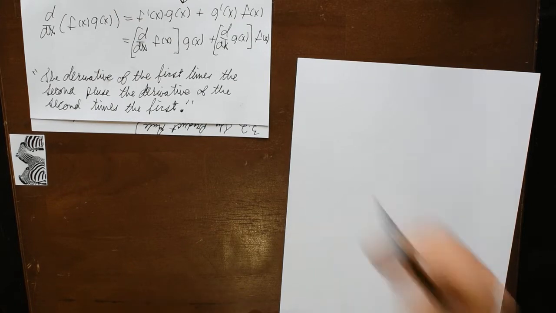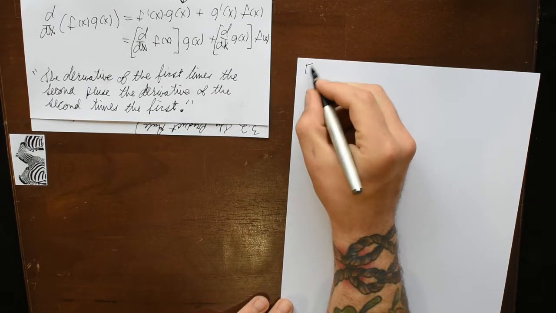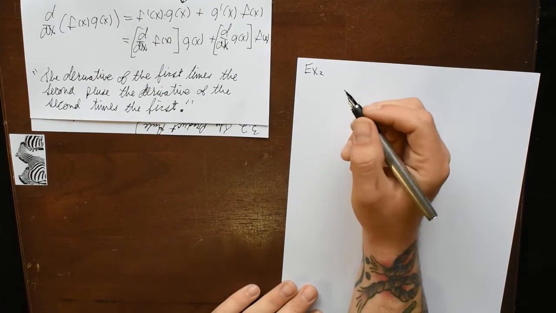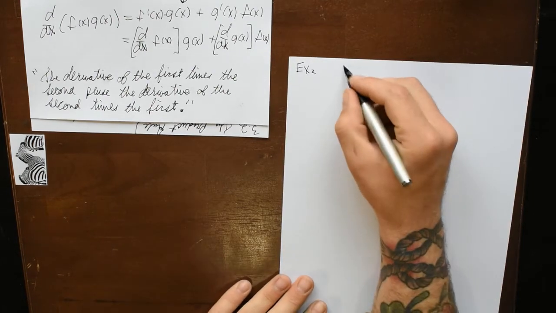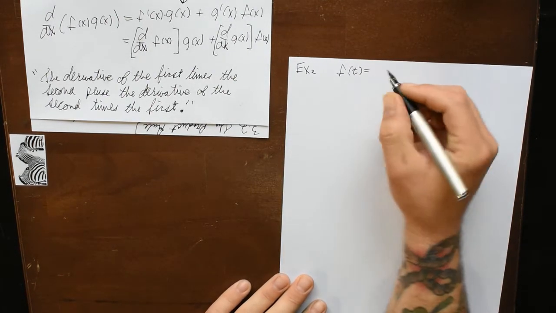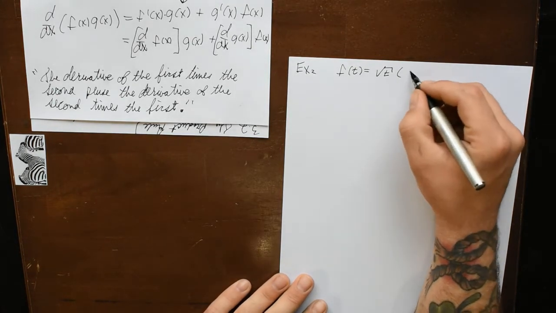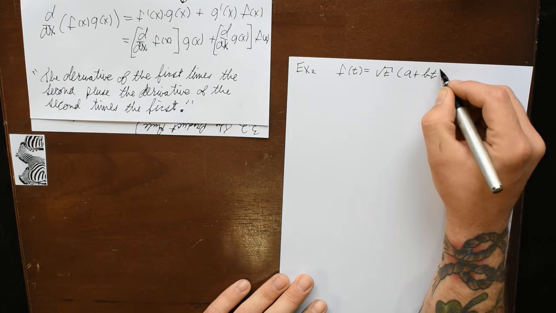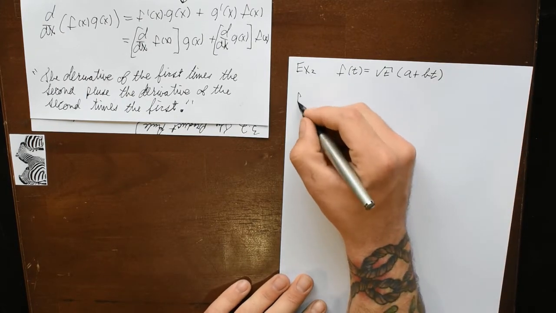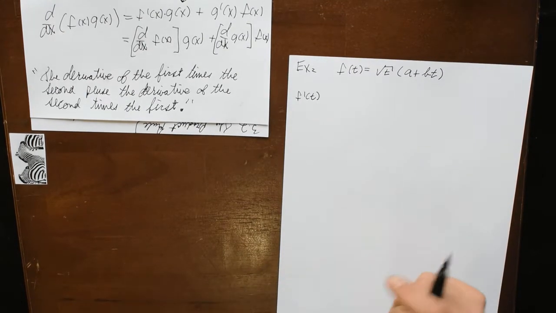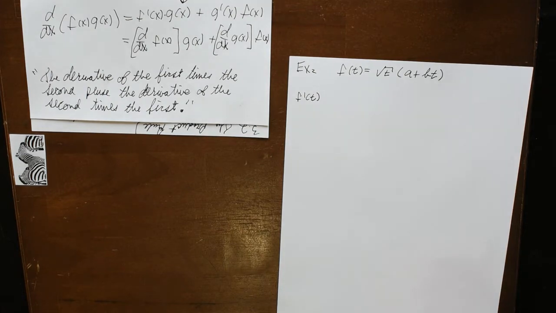Okay, so example 2. It says that f of t is equal to the square root of t times a plus bt. And we want to find f prime of t.